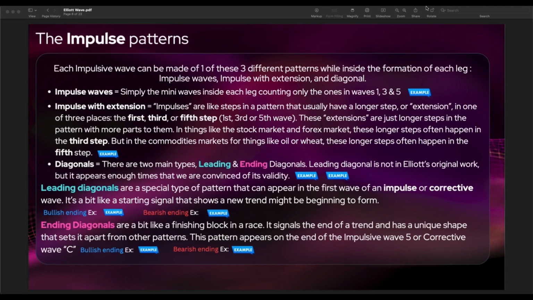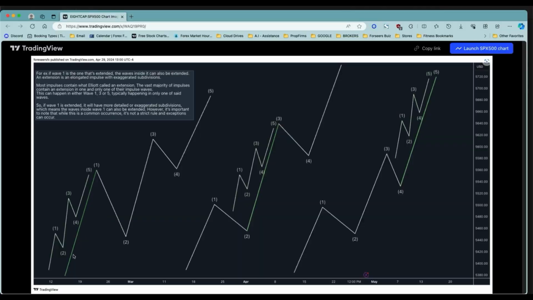So here's an example real quick. As you can see here, let's start off with the first impulsive leg. Sometimes the first impulsive leg will be seriously extended. So it would be really long, and then inside, in the subwaves of impulsive leg 1, or the mini waves, you'll have either this wave, the first impulsive leg, extended as well, or you can have all of them extended. So you can have 1, 3, and 5 extended.